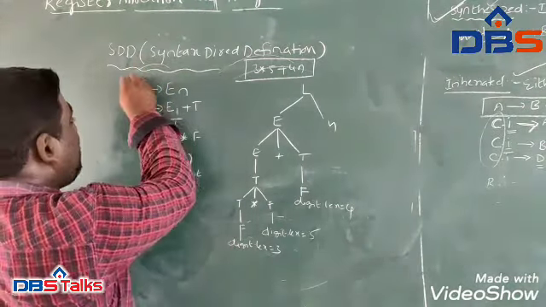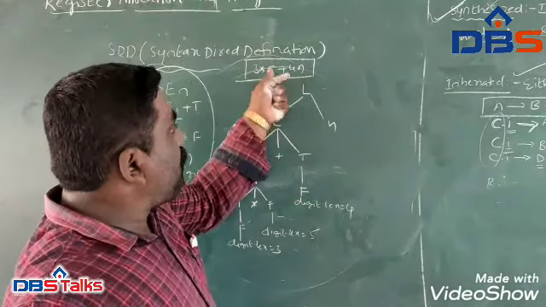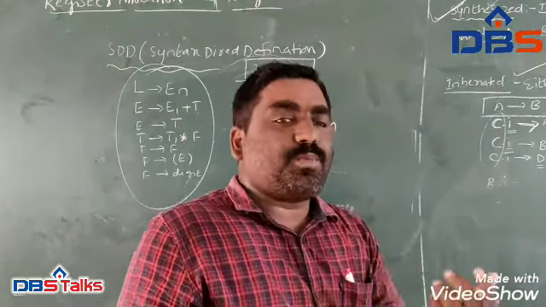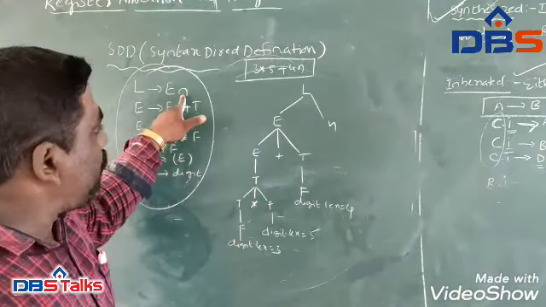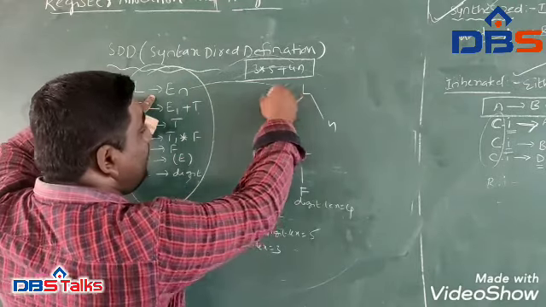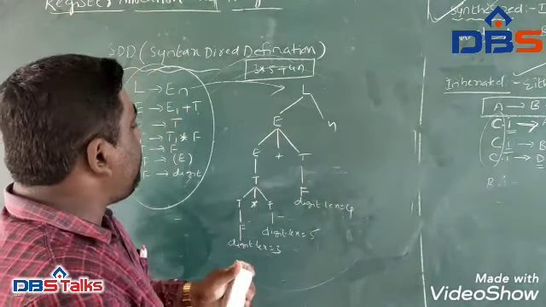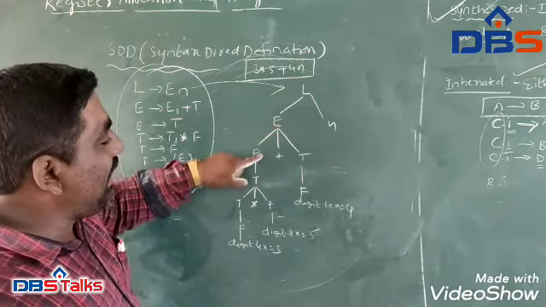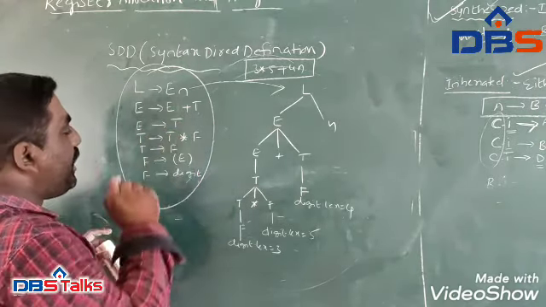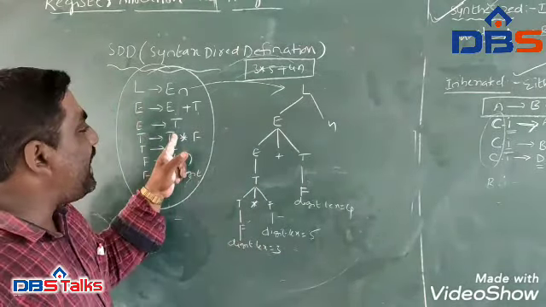By using these productions, we are going to construct the syntax tree for 3*5+4n. Initially, we take the starting expression as the input. See here, the first production is L produces E n. This is the starting expression. At the same time, E produces E plus T. Here, in order to differentiate the semantic rules, we are going to take E1 and T1.